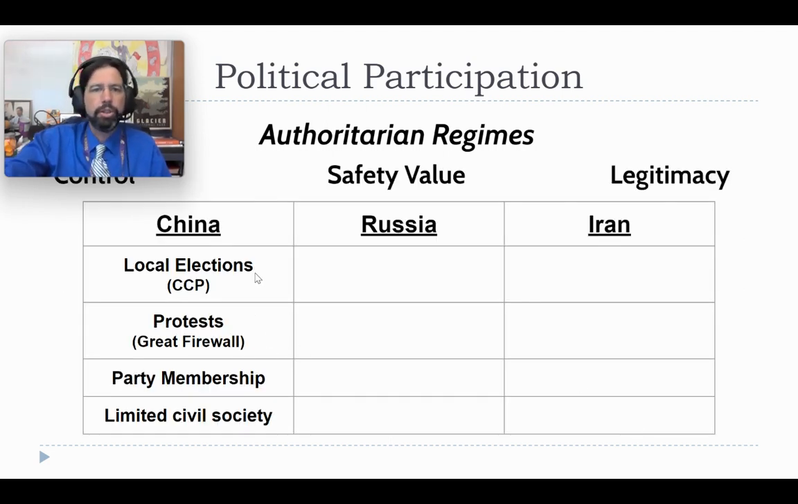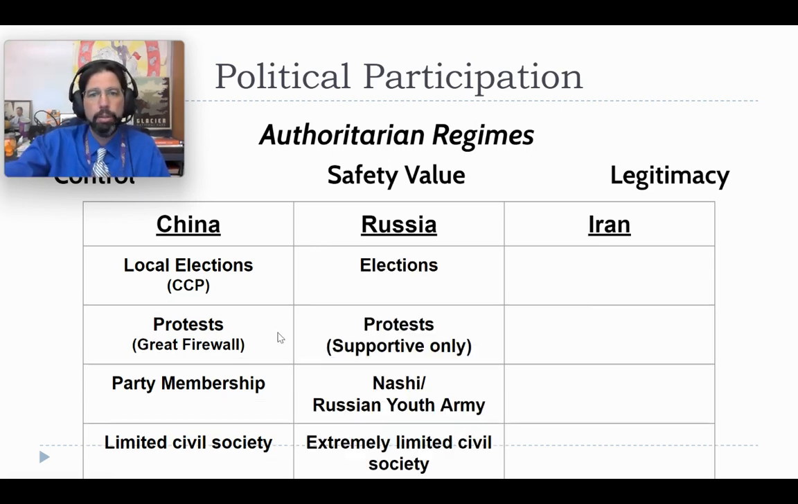So if we look at parts of civil society in our authoritarian regimes, in China there are local elections, even though the CCP manipulates it and puts the people on the ballot for the National People's Congress. Protests are basically slammed down by the Great Firewall. Are you allowed to protest in China? You are. You just can't protest anything about the party. So if you're protesting labor or zero COVID or the environment, obviously party membership is part of political participation, and your civil society influence is really limited.